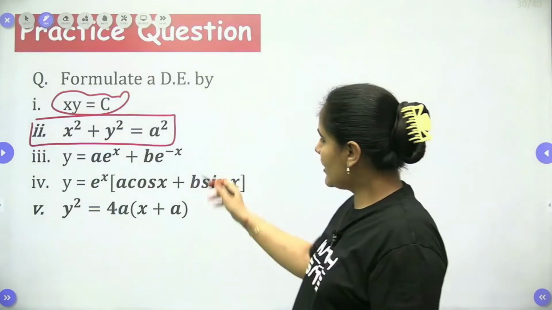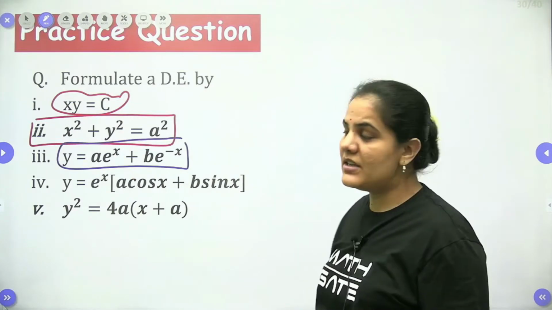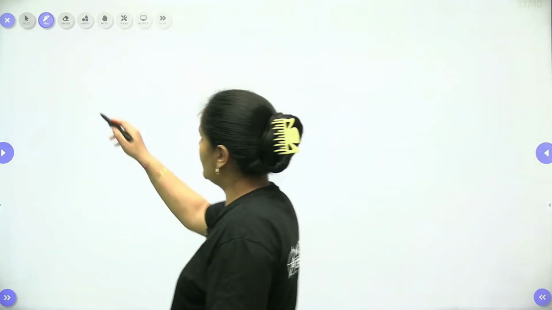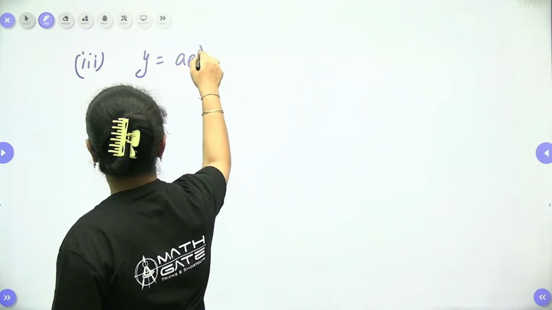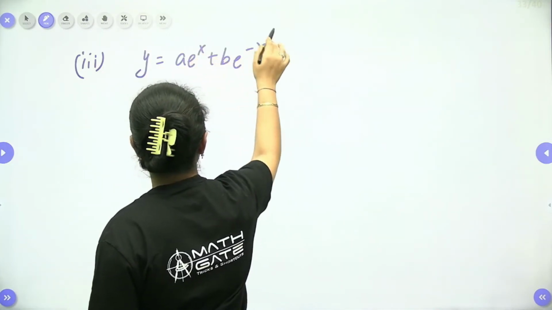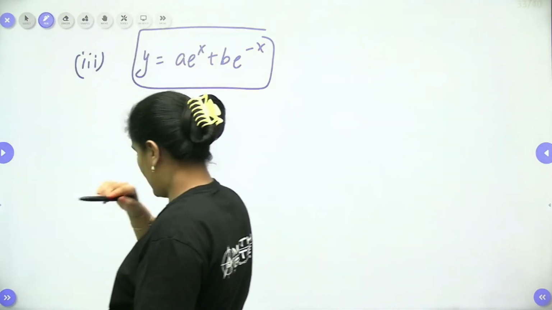Let's talk about the next one. y is equal to a e to the power x plus b e to the power minus x. How can we approach it? Let me write it down here: y is equal to a e to the power x plus b e to the power minus x. Now let's approach it, guys. So how can we approach it?